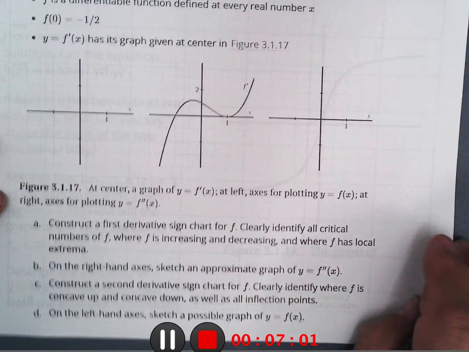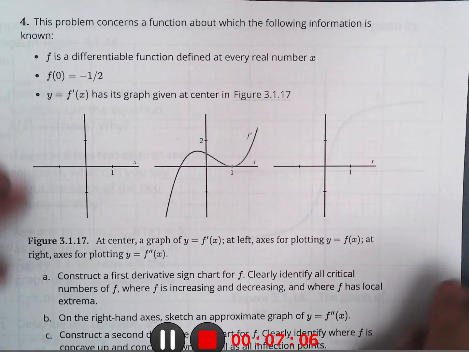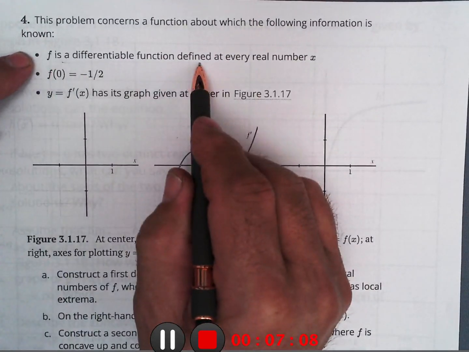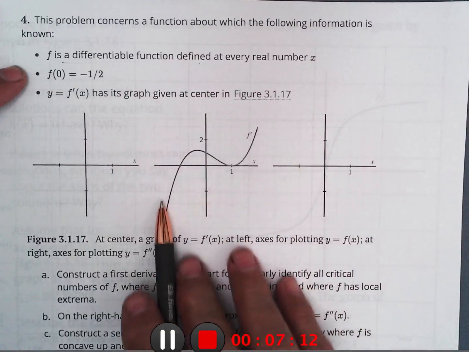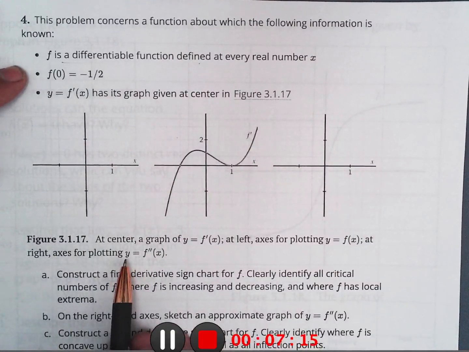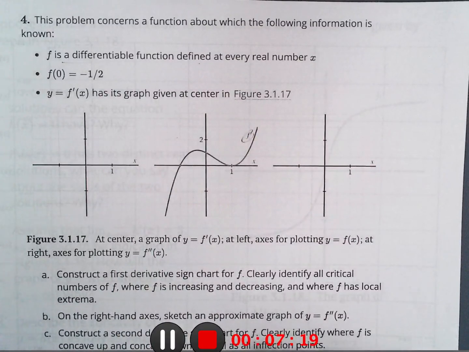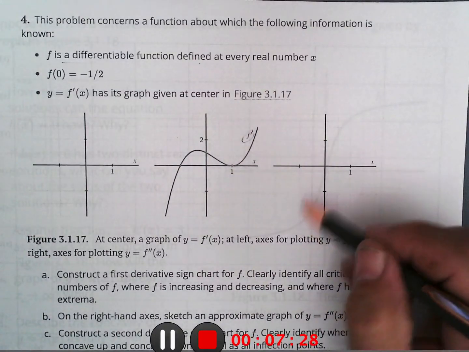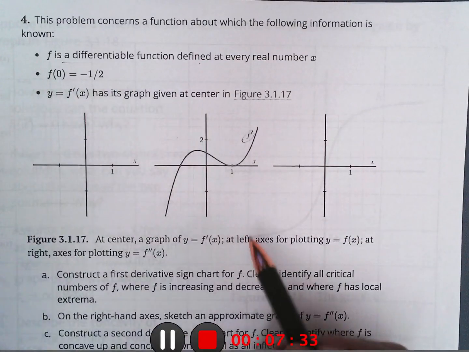This one, number 4. F is a differentiable function at every real value. So it's nice and continuous. Almost looks like an x cubed function. And this is the derivative. So the original function is probably a degree 4, because this looks like degree 3, and the derivative should be a degree 2, a parabola. But anyway, f of 0 is 1/2.